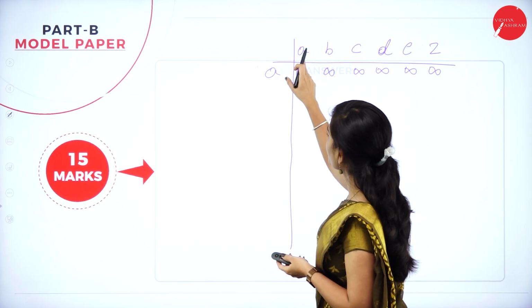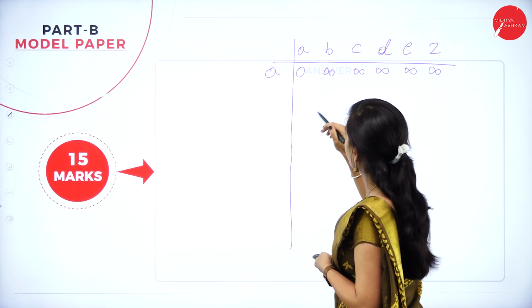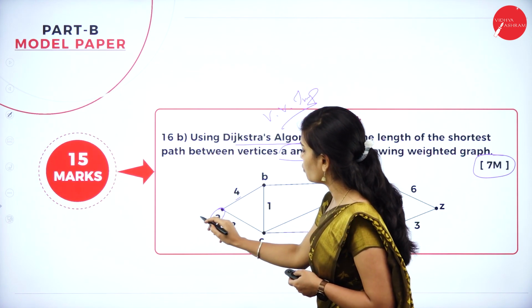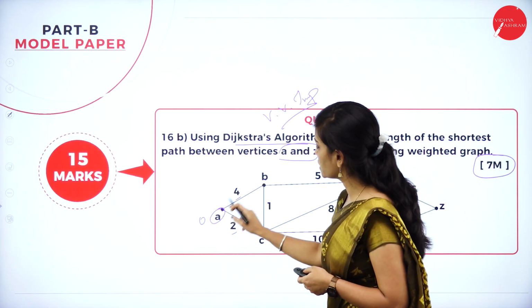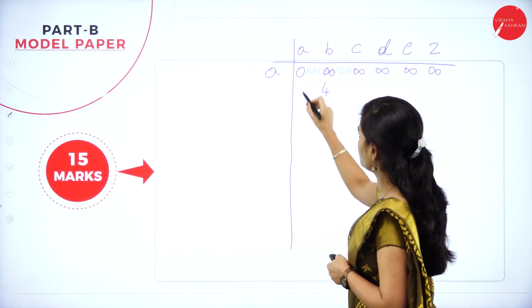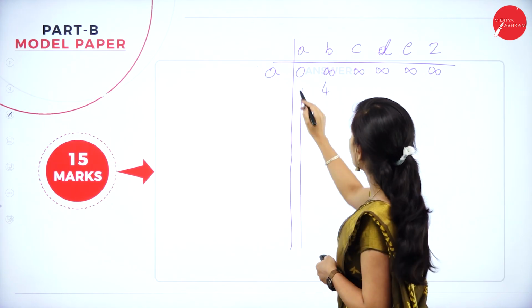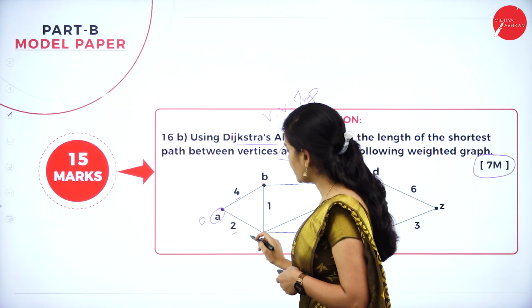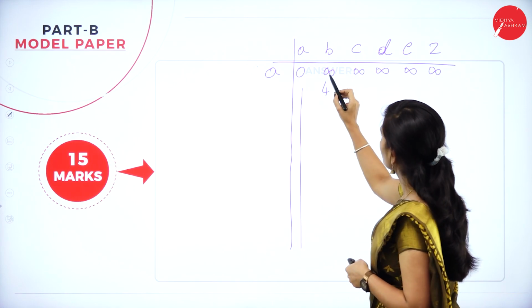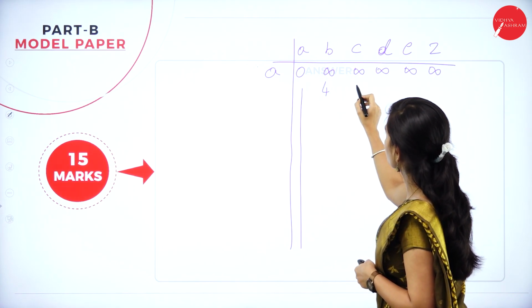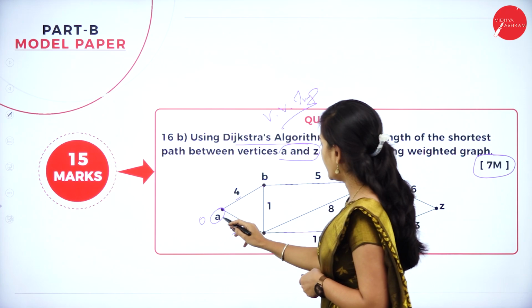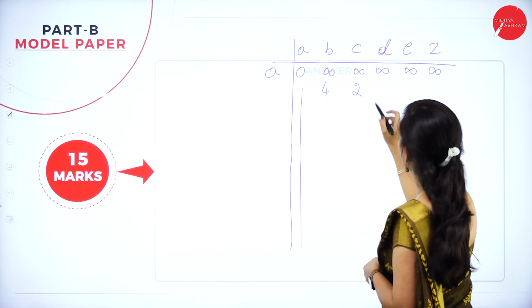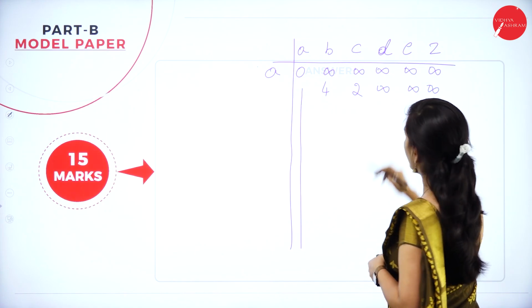So now A to A is 0 and next A to B. I'll find out A to B. The value of A is 0, so 0 plus 4 is equal to 4. And A to C. Is there any value for the path from A to C? A to C is 2. So it is 0 plus 2, which is 2. And A to D is not there, A to E is not there, A to Z is not there. So I'll write infinity for those.